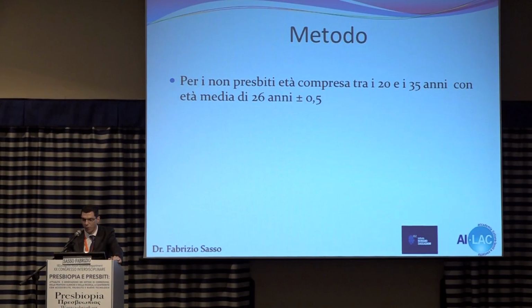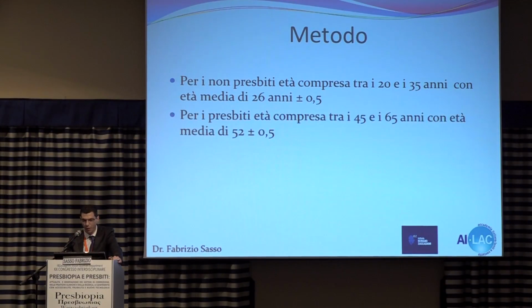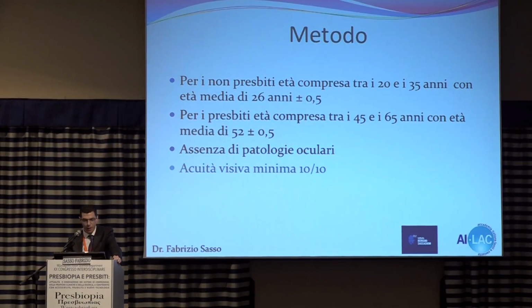Group creation. Non-presbyopes had to be aged between 20 and 35 with mean age of 26. Presbyopes had to be aged from 45 to 65, mean age of 52, standard deviation 0.5. Here I concentrated on creating groups which had to be as homogeneous as possible. Then there had to be no ocular disease, because some of them may in fact have a major role on high-order aberrations, and then a minimum visual acuity of 10 lines per year to exclude amblyopia.